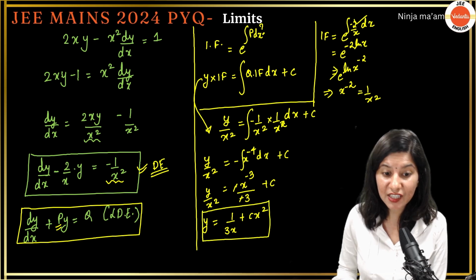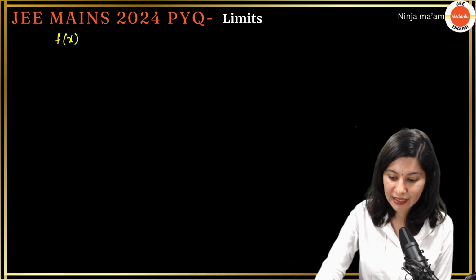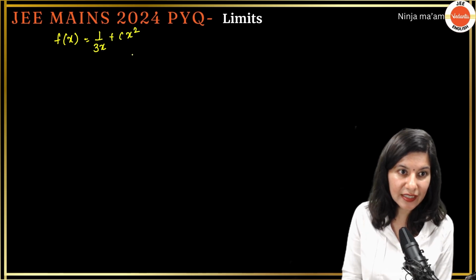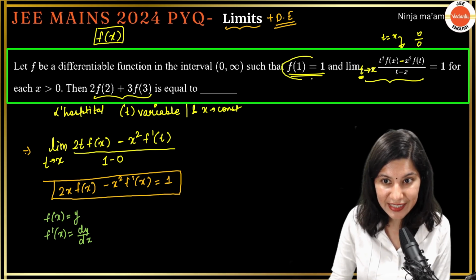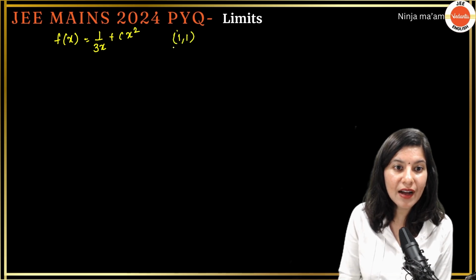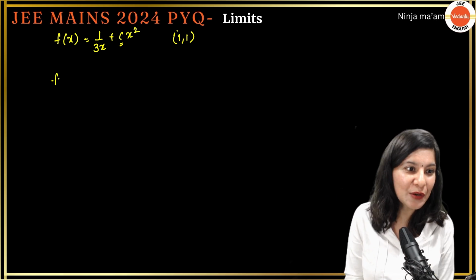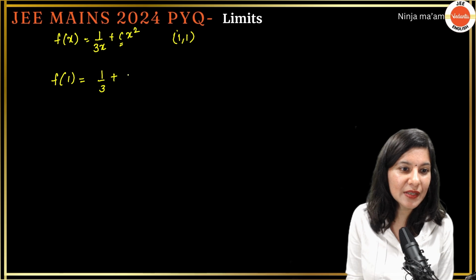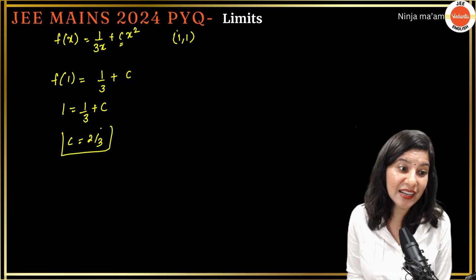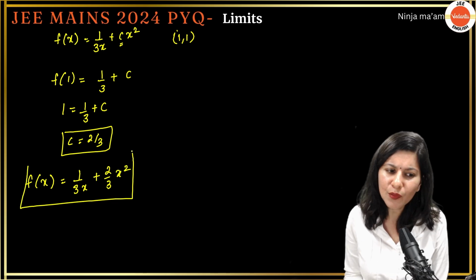All right. This is your y, which is nothing but f of x. So I can just write f of x is 1 upon 3x plus cx square. Correct? And in the question, let me just go back to the question. f of 1 is given as 1, right? So using this point (1, 1), I can identify this constant c, so that I can calculate the proper f of x without the constant. f of 1 is equal to 1 by 3 plus c, and if I put 1 over here, 1 by 3 plus c. So c is actually coming out as 2 by 3. And now you have f of x, which is 1 by 3x plus 2 by 3 x square. This is your f of x.